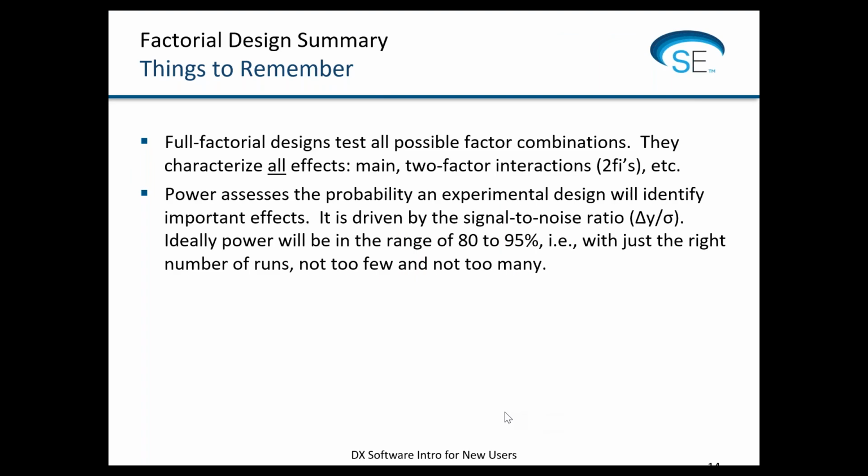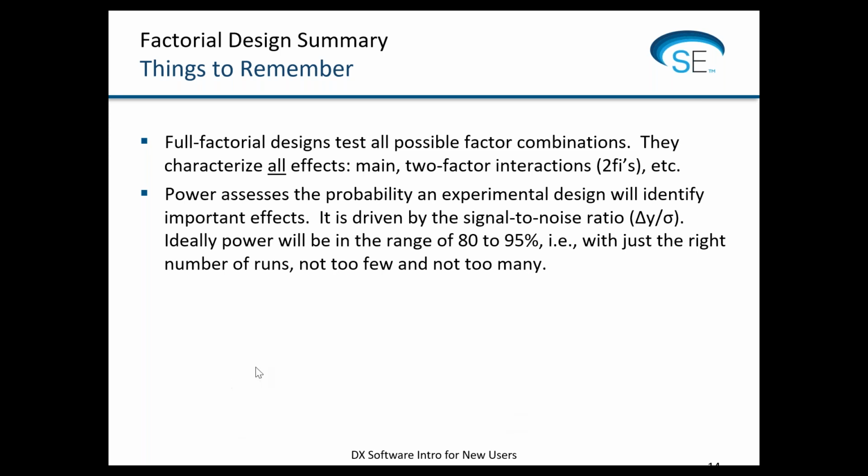So a full factorial tests all possible factor combinations. You can characterize all the effects, main effects, two-factor interactions, and in fact, you can characterize everything all the way up to a five-factor interaction, and we had 5 factors here. But we could look at that, even though probably anything beyond two-factor interactions are quite unlikely. Certainly 4- and 5-factor interactions are quite unlikely.